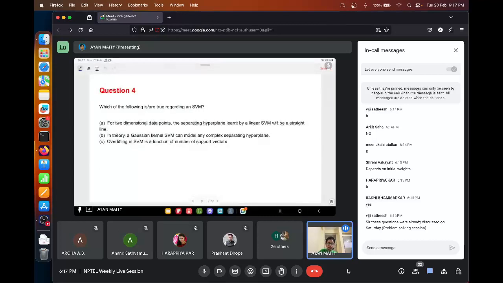Now question 4. Which of the following is or are true regarding an SVM? There are three options. Option A: for two-dimensional data points, the separating hyperplane learned by a linear SVM will be a straight line. Option B: in theory, a Gaussian kernel SVM can model any complex separating hyperplane. And option C: overfitting in SVM is a function of the number of support vectors.